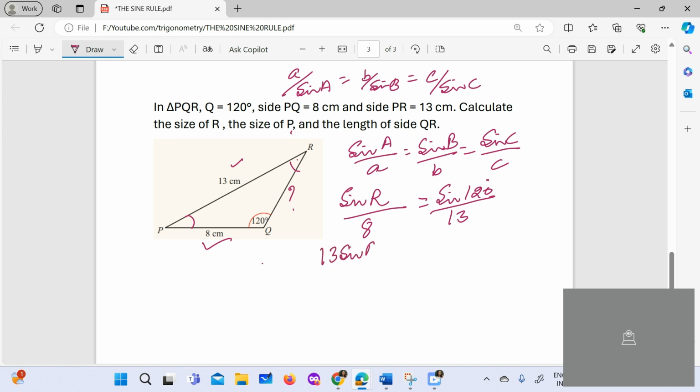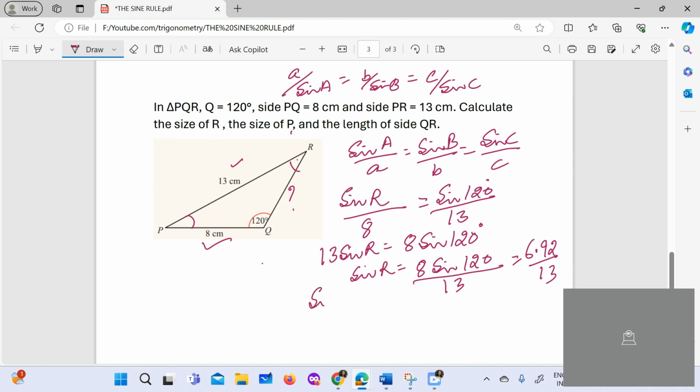13 sine R equals 8 sine 120 degrees, and then sine R is equal to 8 sine 120 degrees over 13. I hope until here it is clear to everyone. So you can input all these values in your calculator. So you get 6.92 over 13, which is nothing but sine R equals, again we can input in the calculator and we get 0.5323.